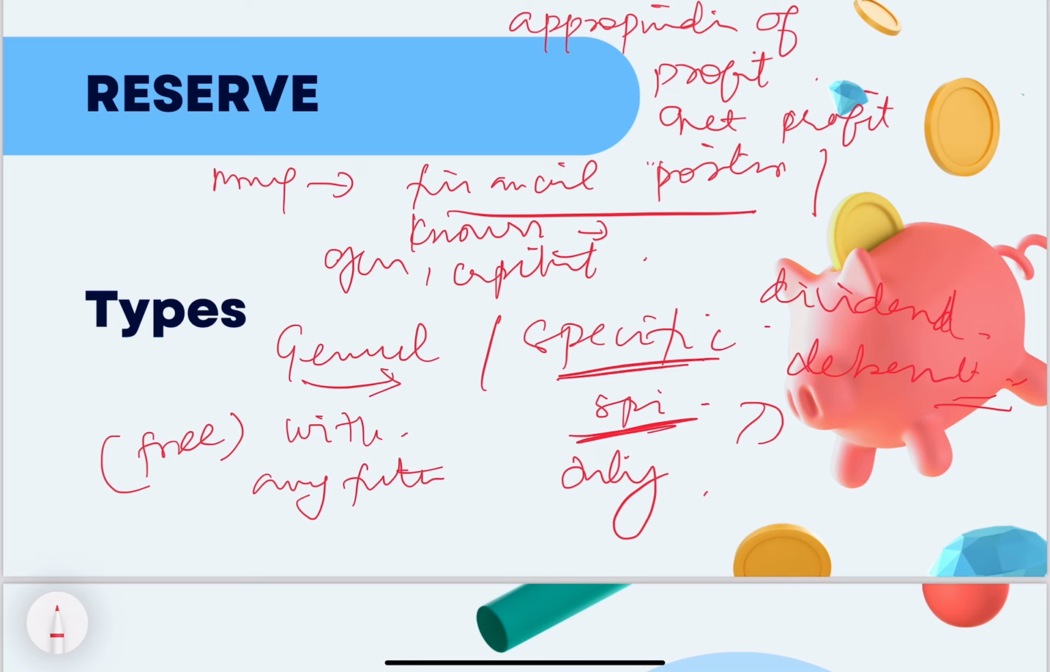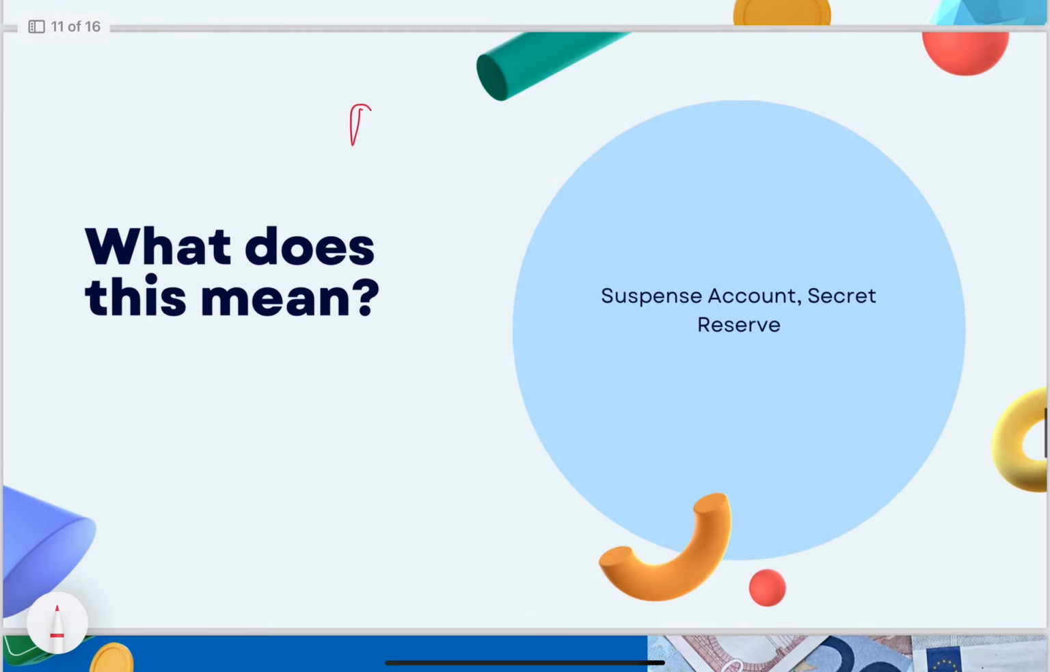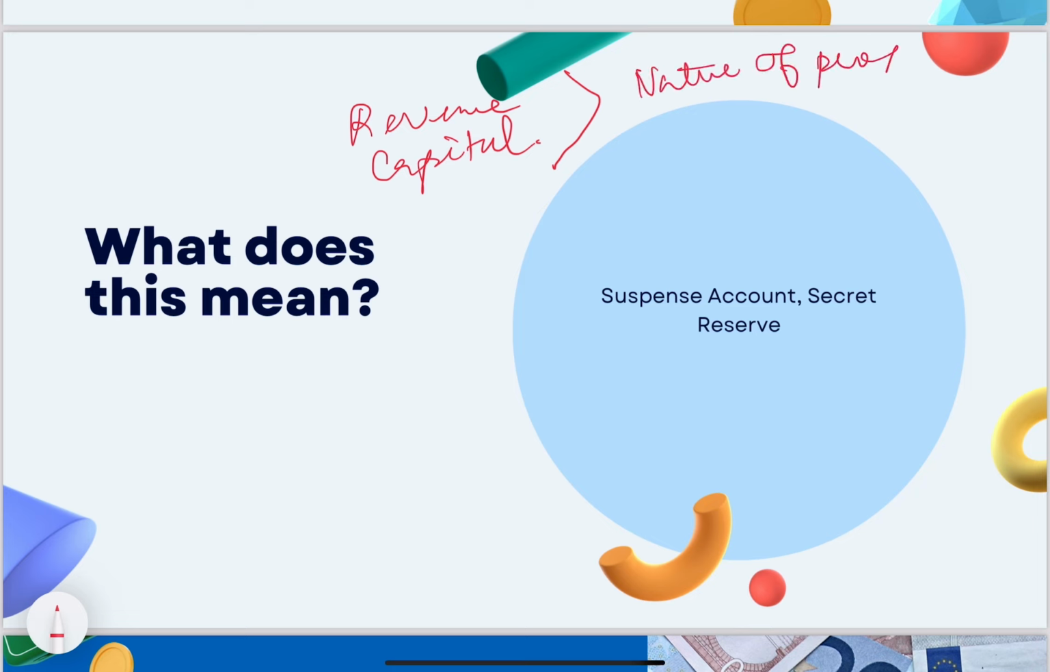So these are the types of reserves. But reserves are also classified as revenue and capital, based on the nature of profit. So what is a revenue reserve? Revenue reserves are made from revenue profits, just like the name suggests. Examples can be general reserve, workmen compensation fund, or investment fluctuation fund, all that.